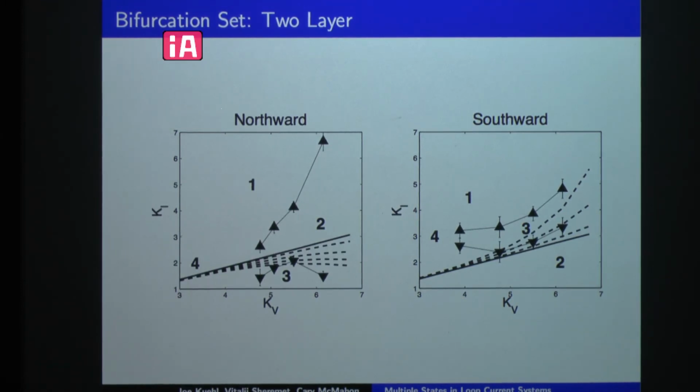Since we have a two-layer flow, we no longer have north-south invariance. So that means something that's flowing from the north behaves differently than something that's flowing to the south. However, in both cases, we have multiple states, hysteresis, and this Cusp Catastrophe. I'll talk about what these little lines are in a minute.